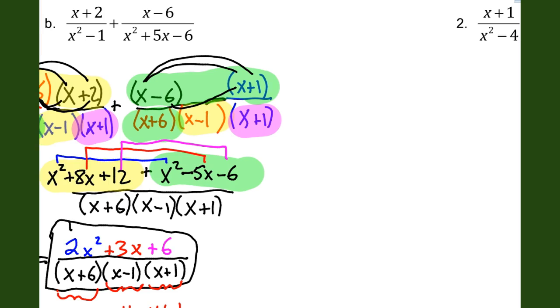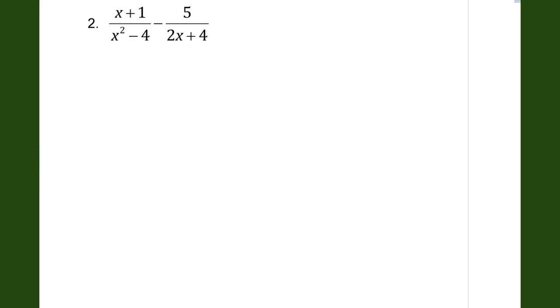Okay, one more here. So we factor the denominators of both. So we'll have x plus 2, x minus 2. And over here we'll have 2 times x plus 2.